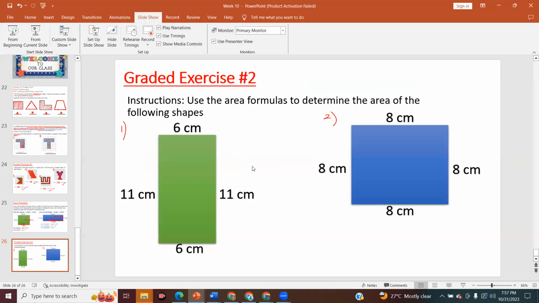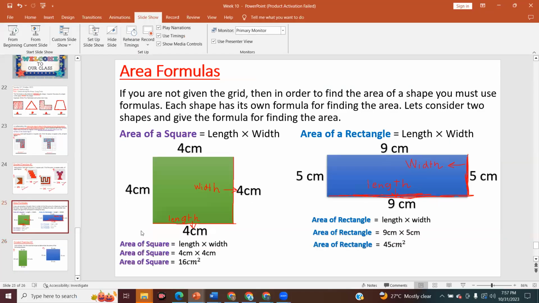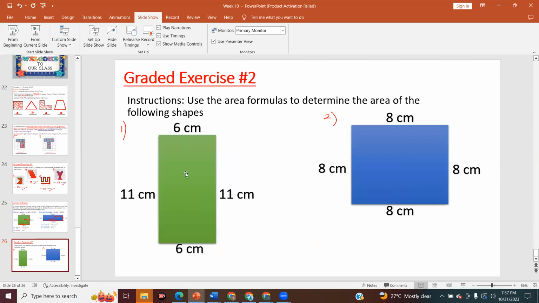66 centimeters squared. First of all, is number one a rectangle or a square? Rectangle, very good. So what's the formula you're going to use? You're going to use the area of a rectangle, which is length times width.